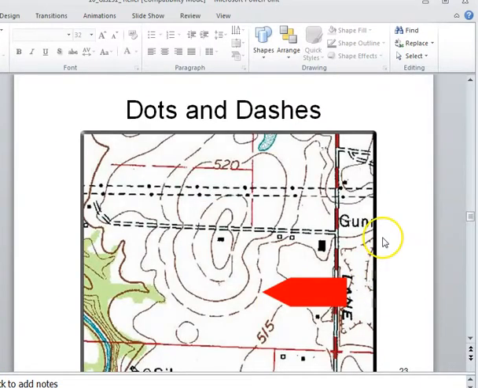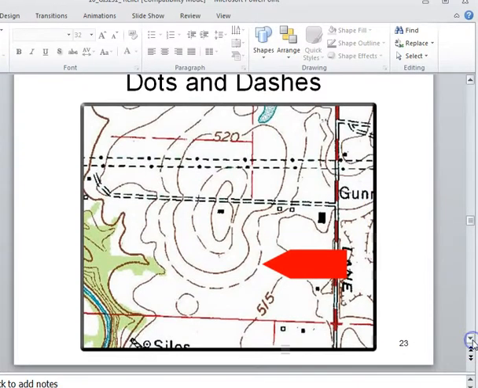And so here's more supplementals, dots and dashes. All of those will be identified. There's a depression contour on your topographic map.